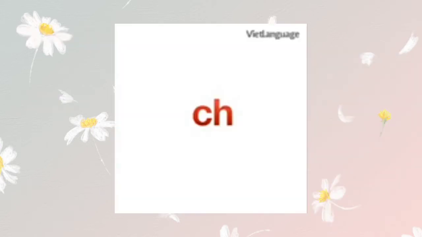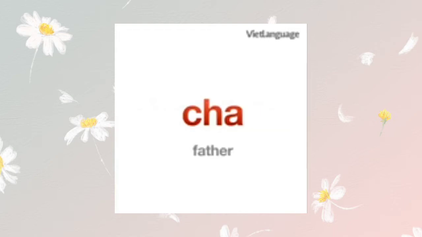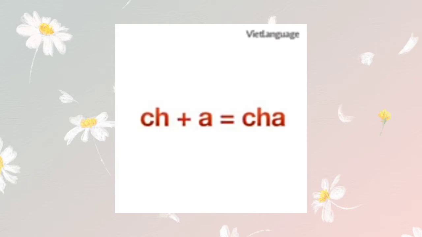Ch, ch. This word means to give. Ch, a, ja. This word means father. Ch, and then the vowel is a, ch, a, ja. Now, if you forget how to pronounce some of the Vietnamese vowels, then please check out my other video about the Vietnamese alphabet. The next consonant cluster is zh, zh.